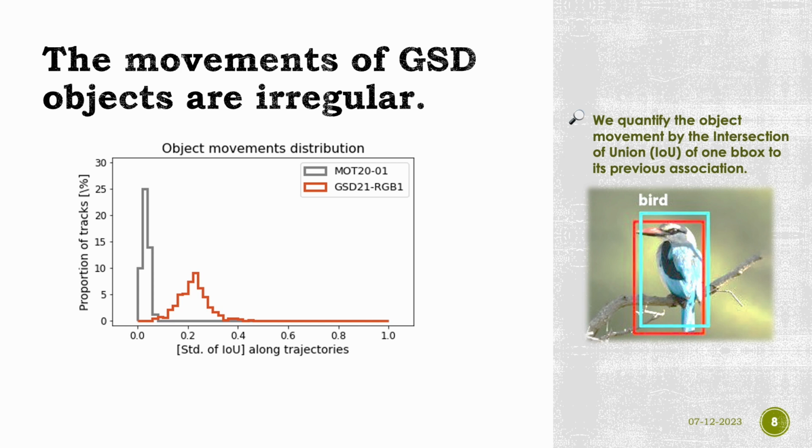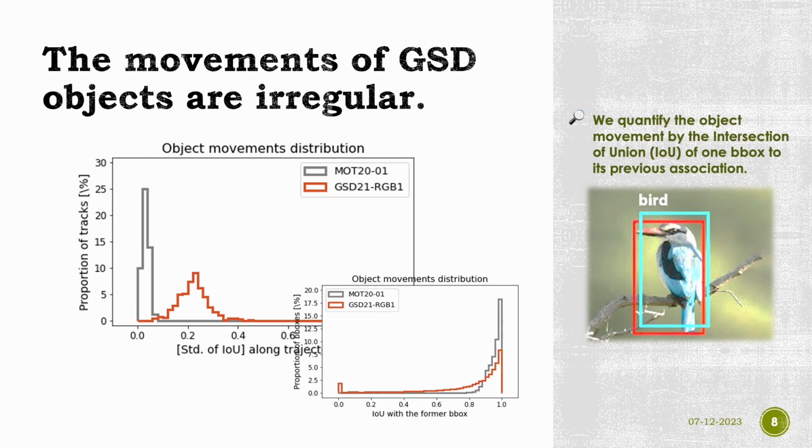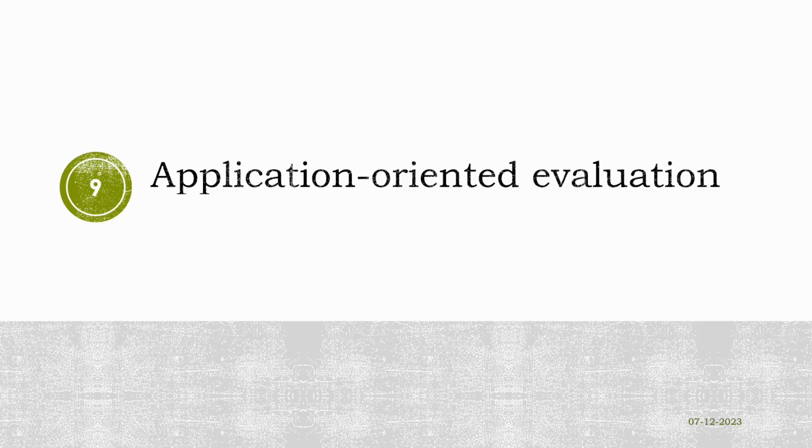We also plot the object movements regardless of the track. As you can see in this graph, the movements observed in GSD are more spread out. And interestingly, we see a little tail, but only in the GSD movements, indicating that there are a few movements that are so radical that the two adjacent bounding boxes have an IOU of less than 0.02.